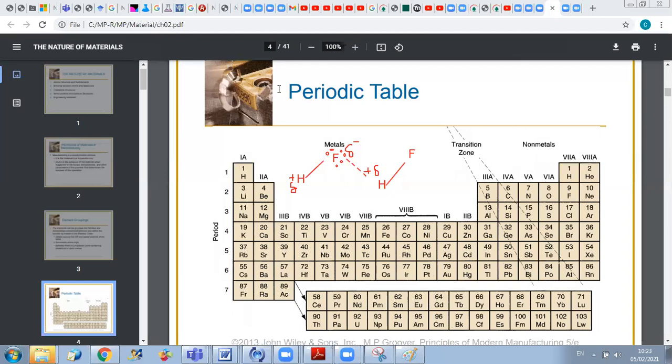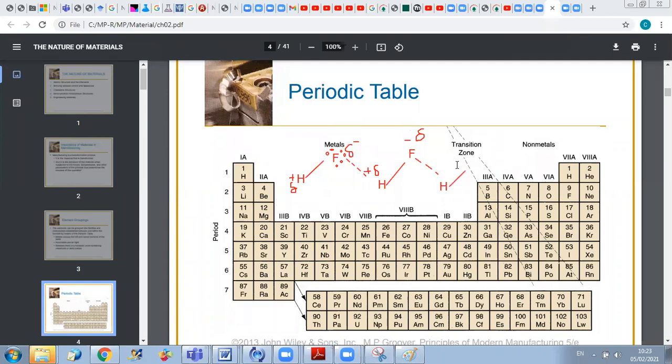infinite way. Okay, because F itself has a negative charge, so it can connect with another delta plus, another positive dipole of hydrogen. So I illustrate a dashed line connecting to another molecule HF, and this can be repeated for a high number of molecules. Okay, so this is a hydrogen bond, and this is how we can illustrate.